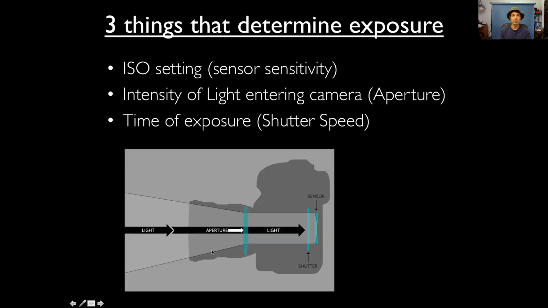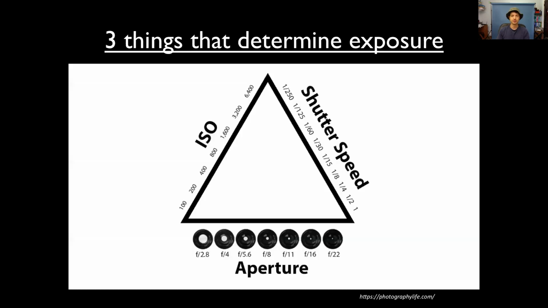So, just a little review. What are three things that determine exposure? We know that the ISO setting or the sensor sensitivity setting factors in the intensity of light entering the camera, or the aperture, how big that opening on the lens is to let in light to the sensor, and the time of the exposure when you make the picture. Okay, and we call that the shutter speed. So we can think of those three primary factors that influence exposure when we take a picture.